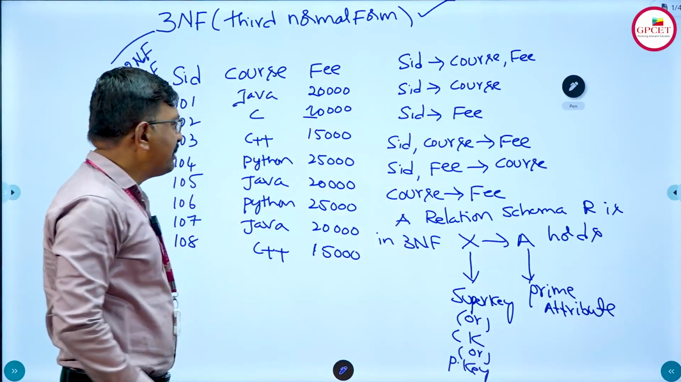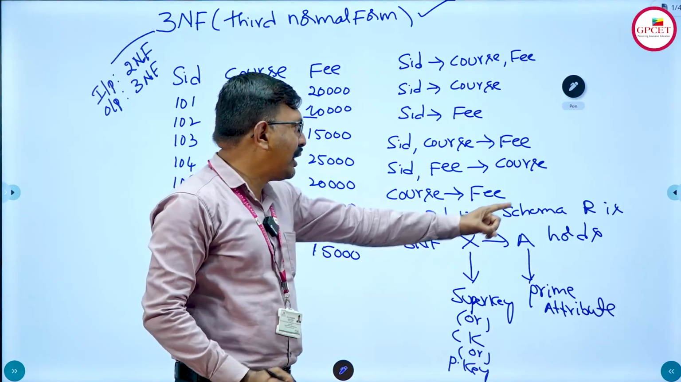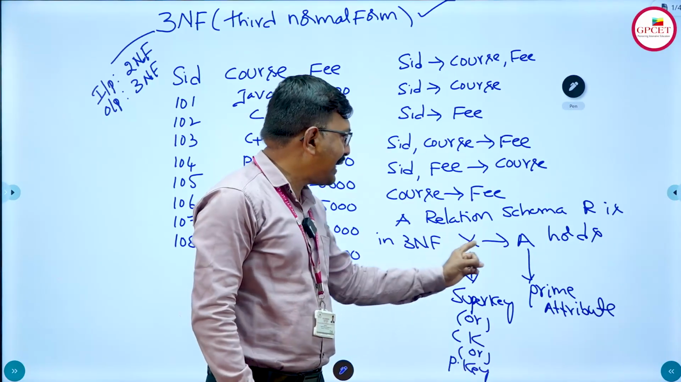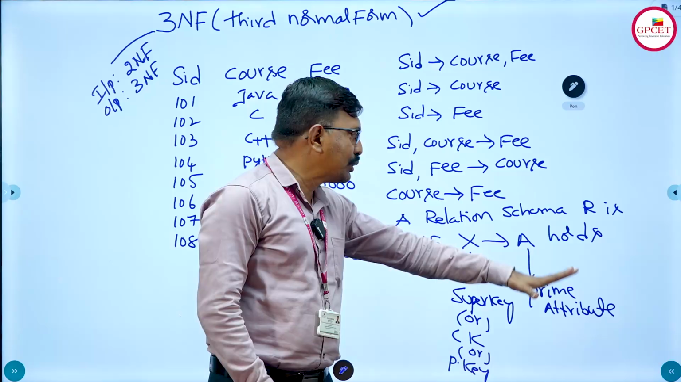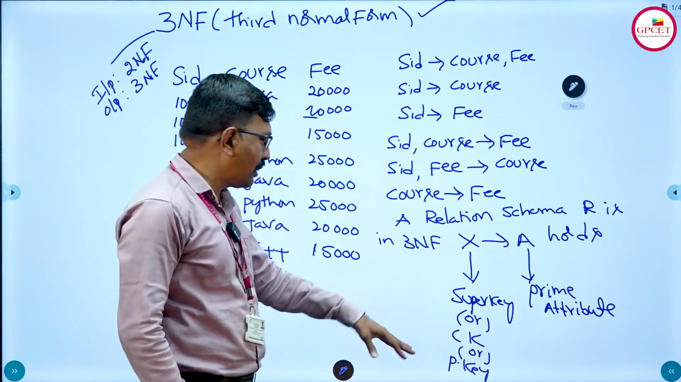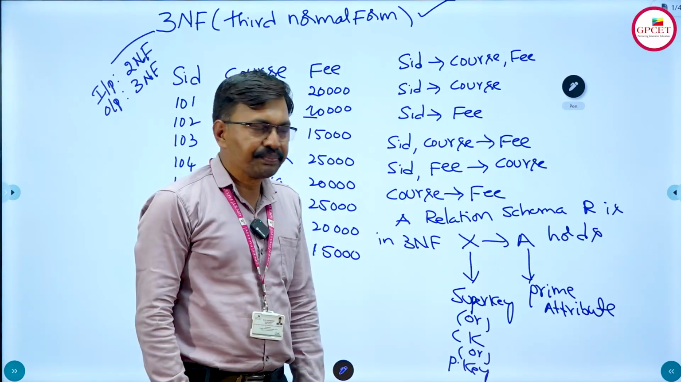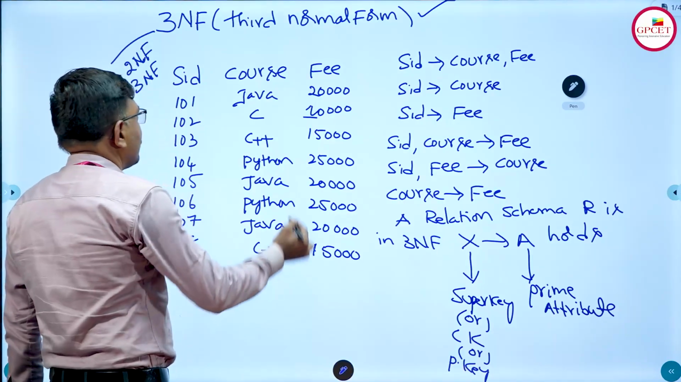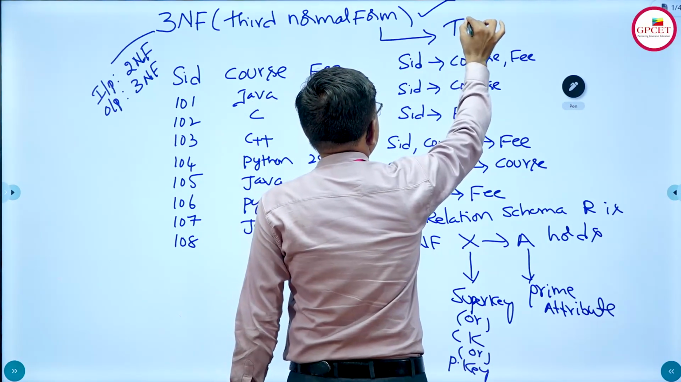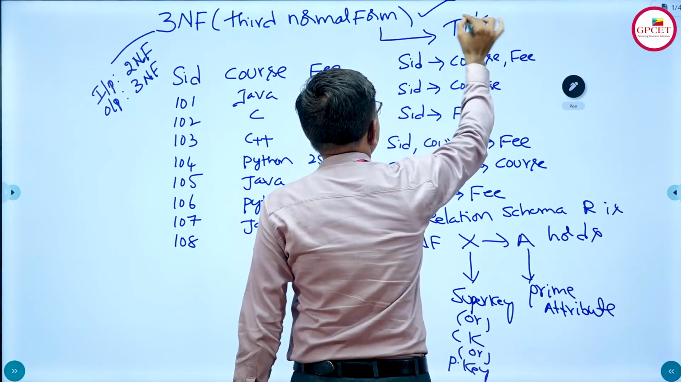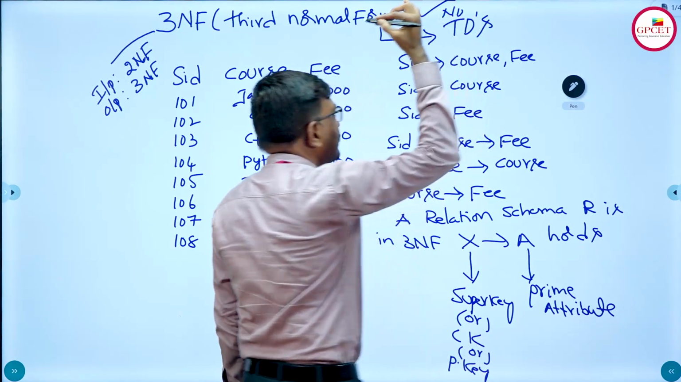What is the third normal form definition? A relation schema R is in third normal form if, whenever X extends to A holds, either X is a key or A should be a prime attribute. Key means super key or candidate key or primary key. Okay, what is the main drawback of third normal form? Transitive dependency. No transitive dependency in third normal form.